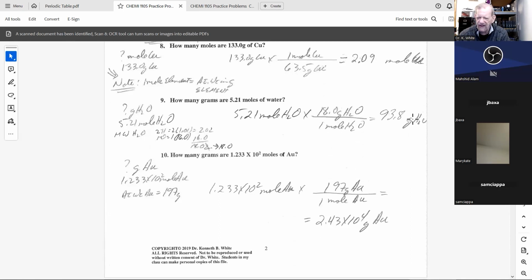So whatever we're trying to get to, the units go on top of this conversion ratio, grams of water. Whatever we're trying to get rid of, it goes underneath, at the bottom of this ratio. Top is numerator, bottom is denominator.